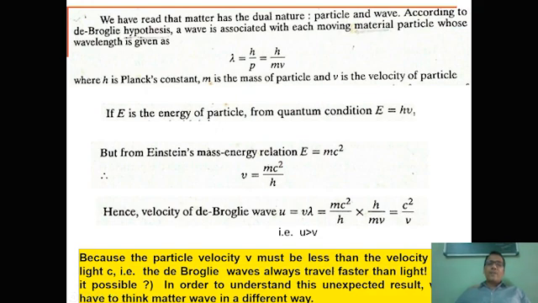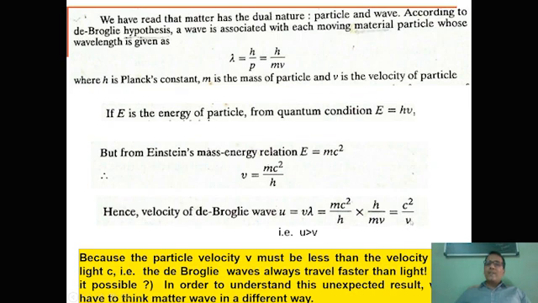When we use this relation for the phase velocity derived in the previous slide, Vp is equivalent to nu lambda. So when we put mc square by h for nu here, and lambda from the de Broglie relation, mc square by h multiplied by h by mv, that is equivalent to c square by v.